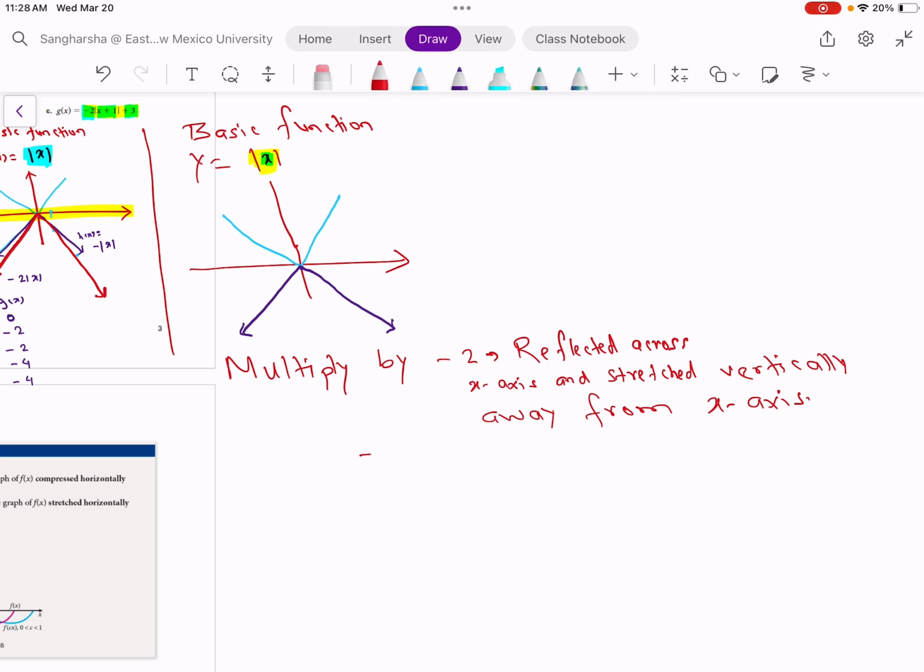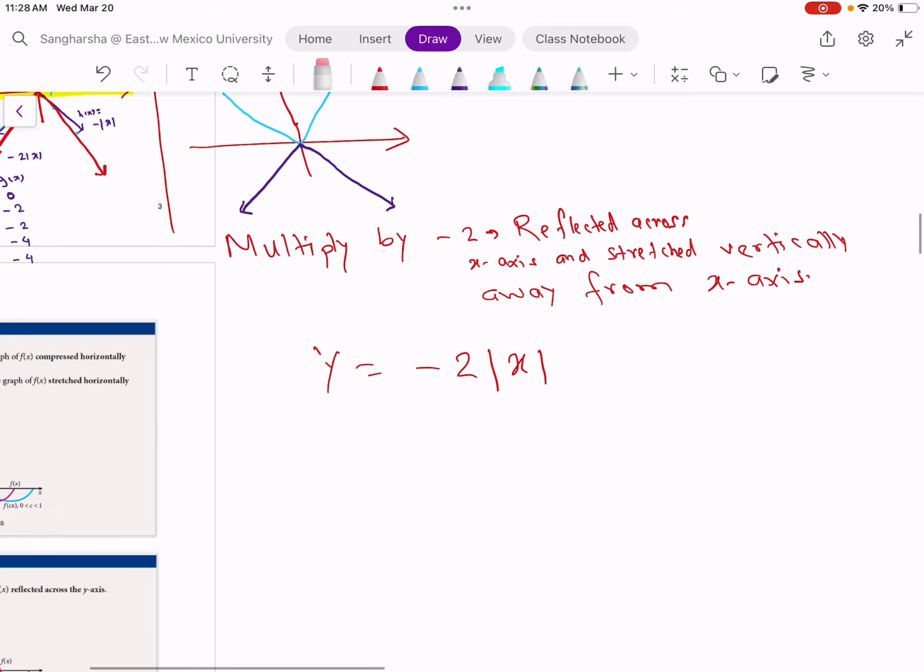Okay, now after multiplying our basic function, we have a function y equals -2 times absolute value of x. Let me know if you have any question up to here. So what we did, we multiplied a function by -2, and because of that our graph is reflected and is traced vertically. Now the next, what do we need?